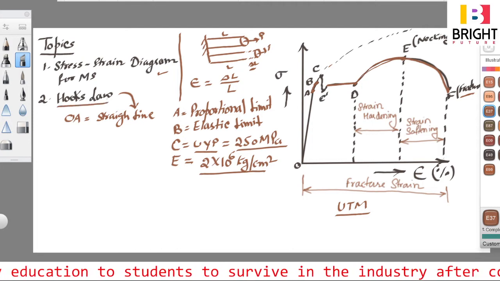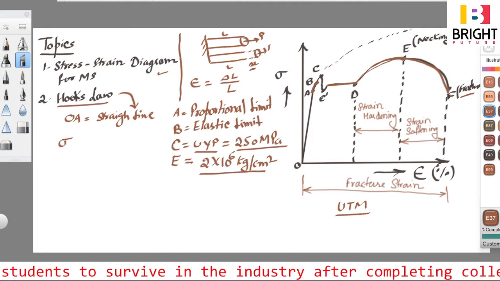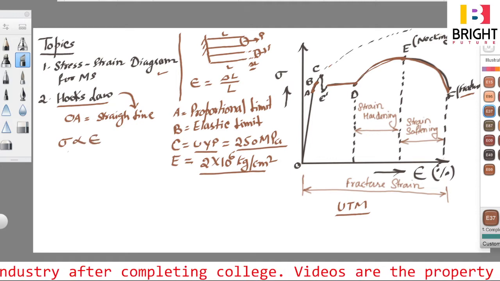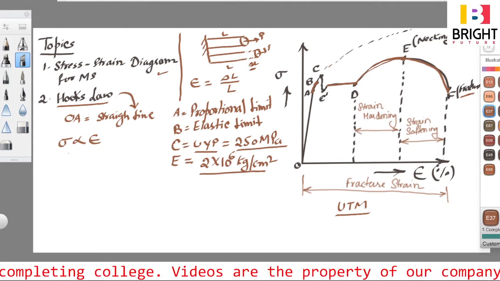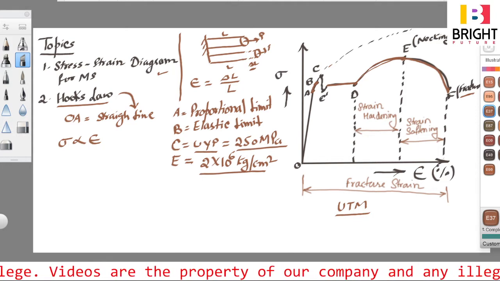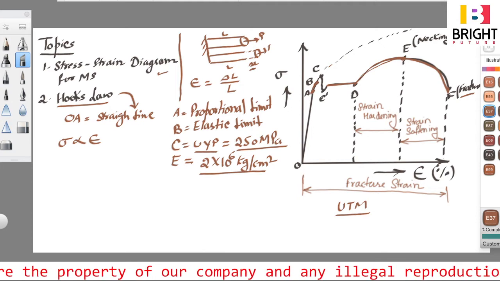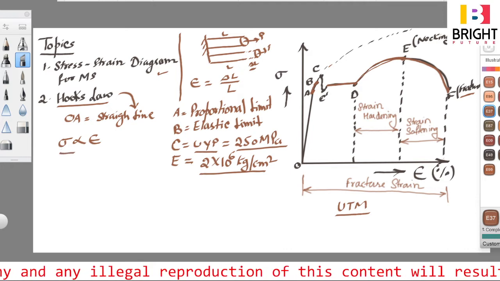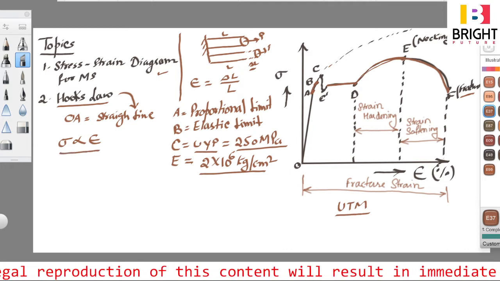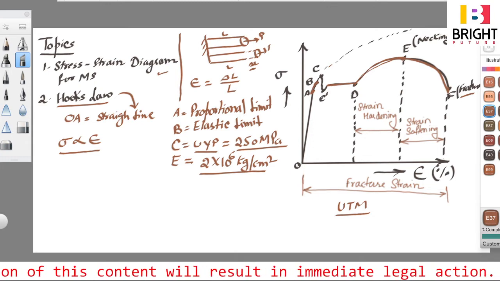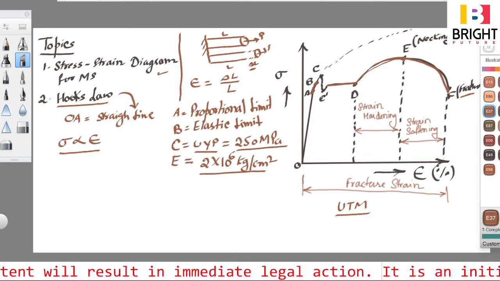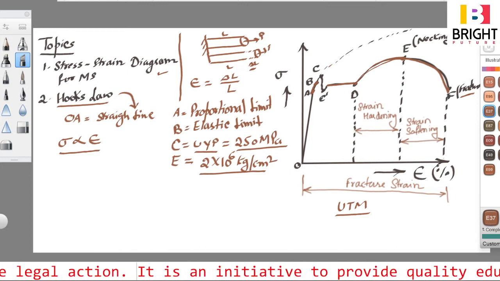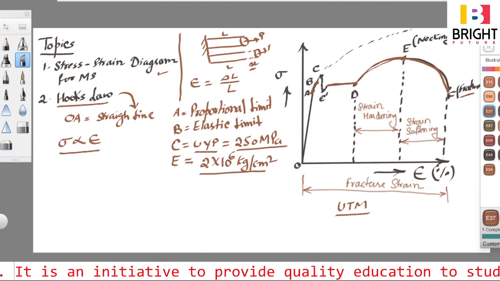Now in Hooke's law, we will see that stress is directly proportional to strain, right? This is Hooke's law, but this particular formula is valid only up to limit of proportionality. Normally students get confused, they think that this is up to elastic limit. No, Hooke's law is valid only up to proportional limit. But in case of mild steel, the point B and point A are very close, and if rate of loading is too high, then it is very difficult to differentiate between these 2 points, right?